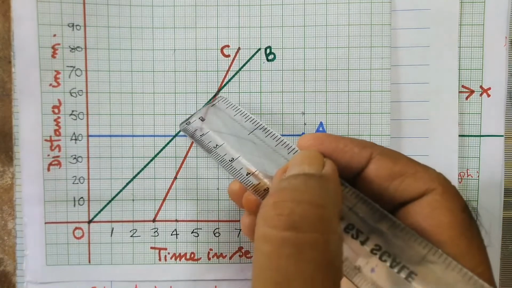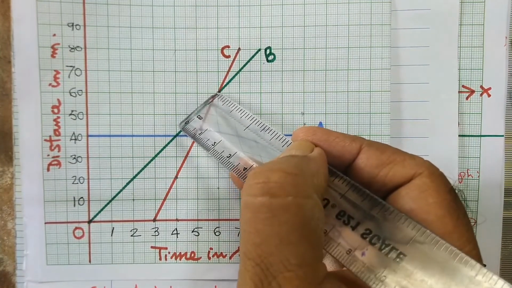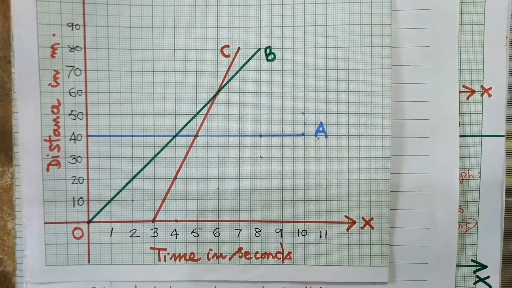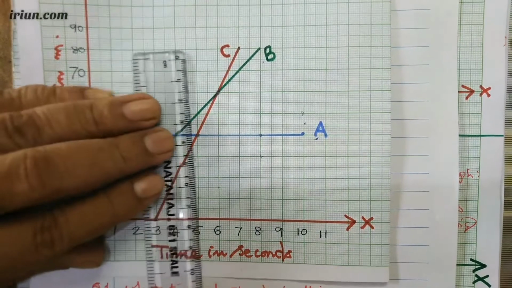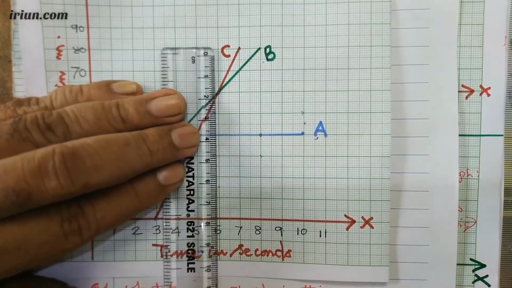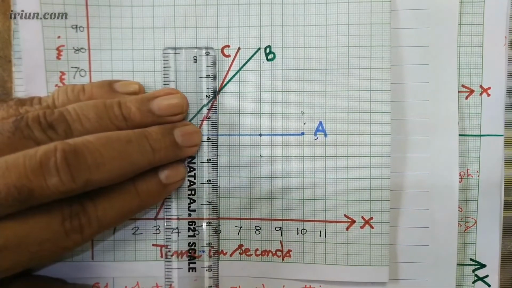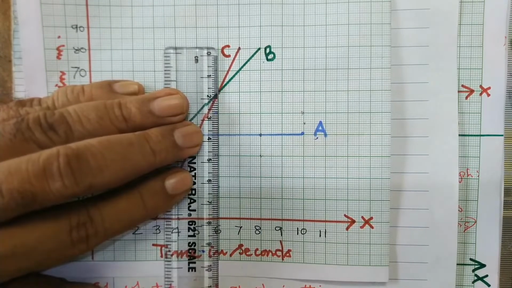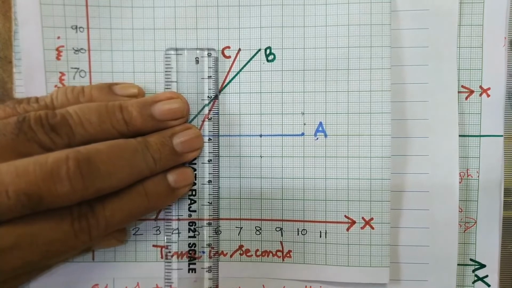You see B and C are meeting here. Graph lines are meeting here. Means we can say that they are meeting here. Now our question is at what time B and C are meeting. Put the scale in such a manner that wherever B and C are intersecting, there you keep it like this, and see at what time.